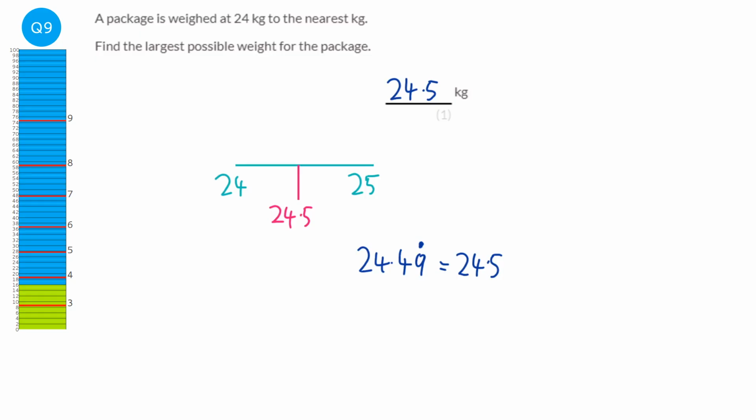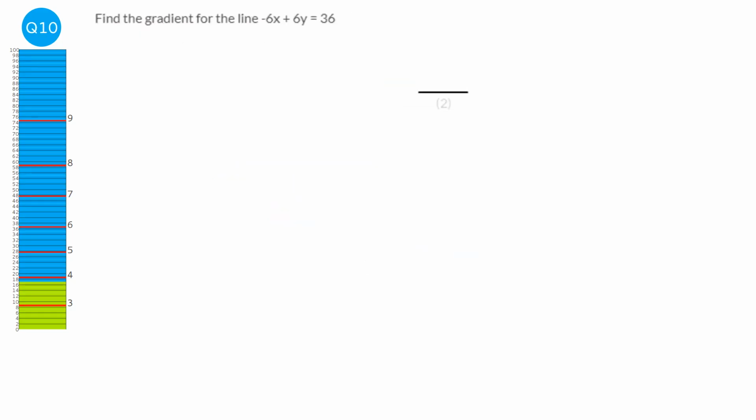In your exam, however, you can write 24.49 recurring and you would get full marks, but for brevity, I would definitely recommend writing 24.5. So to find the gradient, we need the formula or the equation in the form y equals mx plus c. And the m there will give us what the gradient is. So we're just going to be rearranging this equation.